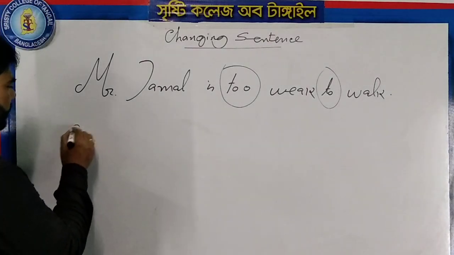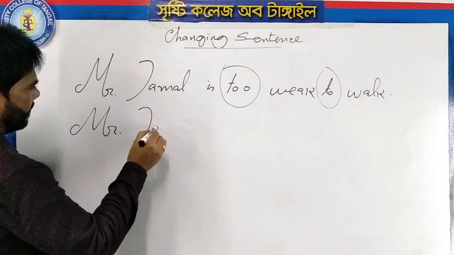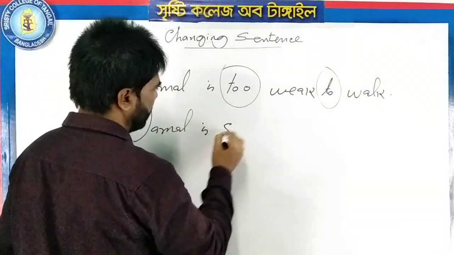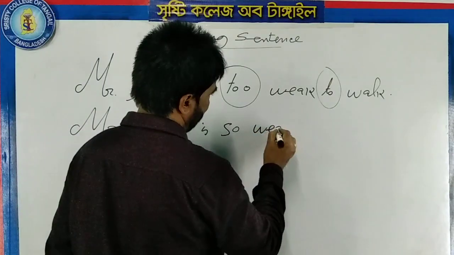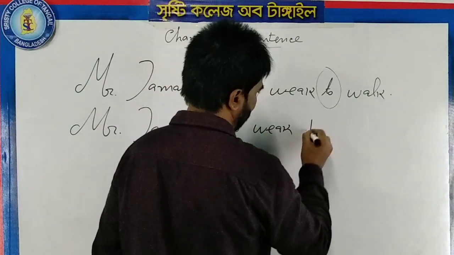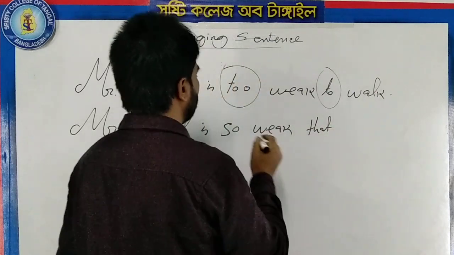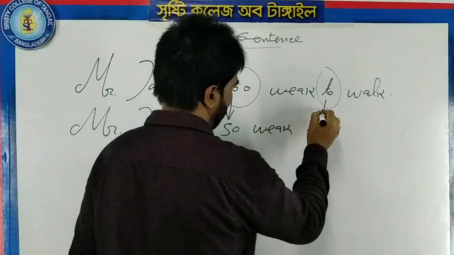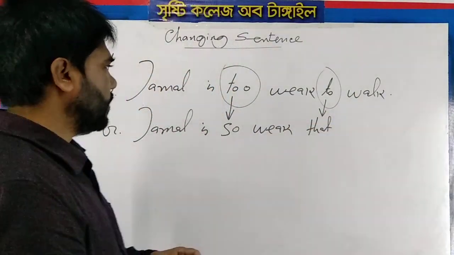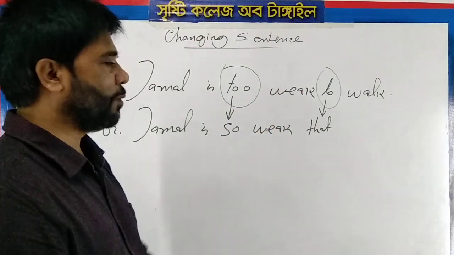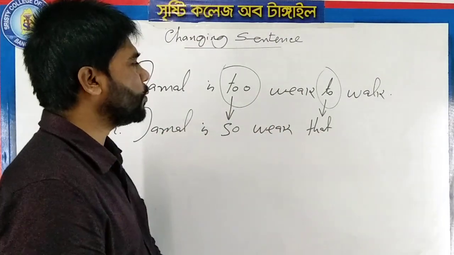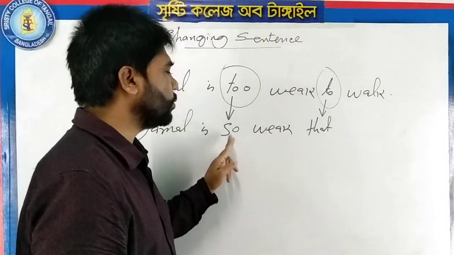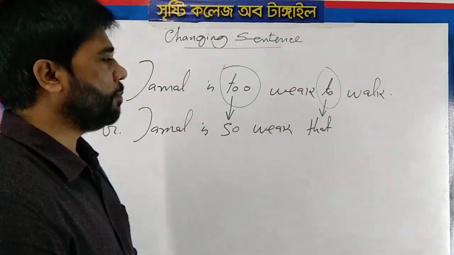So, Mr. Jamal is so weak that. My students, follow me. We are noticing too and to in a simple sentence, and too and to are getting changed to so and that for making a complex sentence.